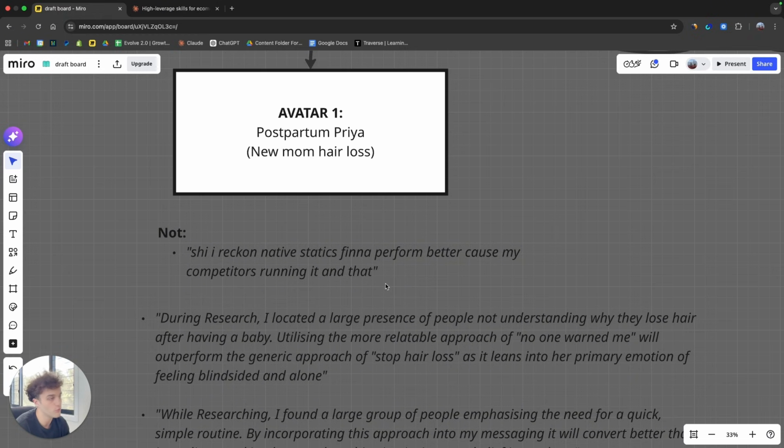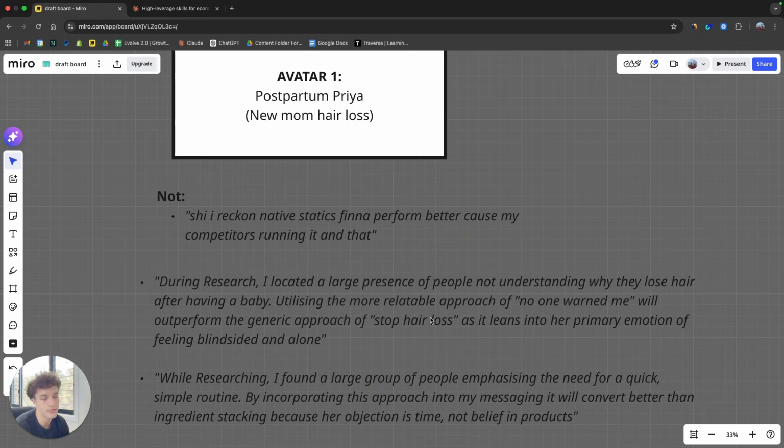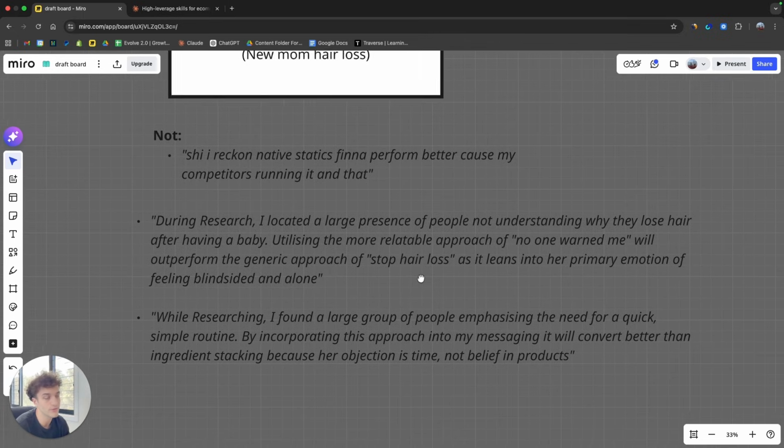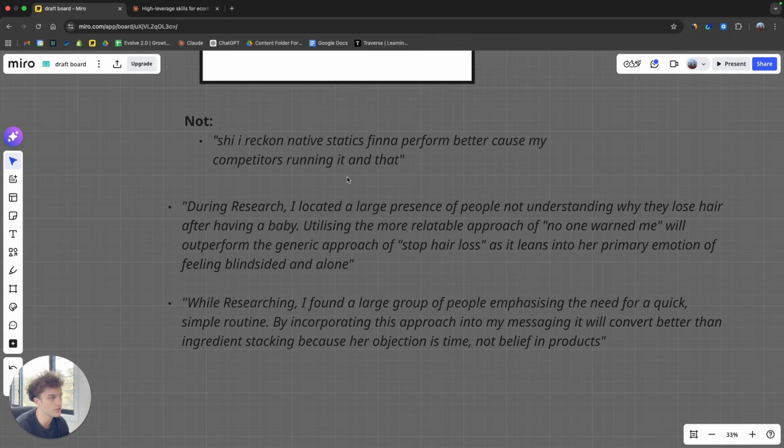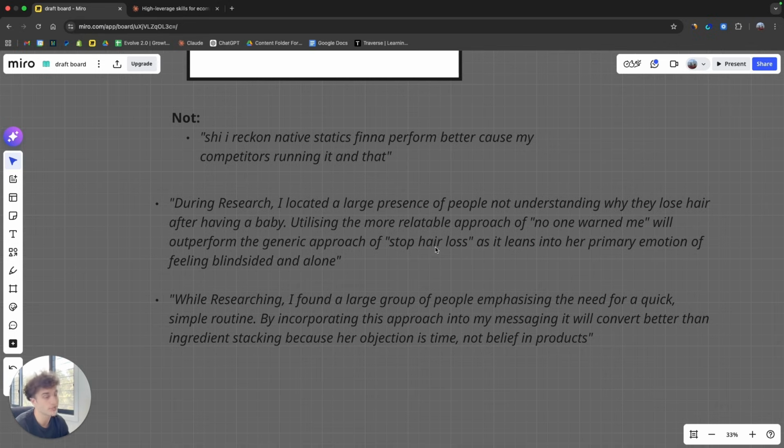Something like, I reckon natives will perform better because my competitors are running it. If I could boil it down to a nutshell, another massive question I get is, my competitors are running this, my competitors are doing that, is it bad if I directly copy them? Yes, it's terrible. Do not directly copy your competitors. Steal their frameworks and steal the psychology behind what they're doing, why they're doing it, and then implement that into your own ads.